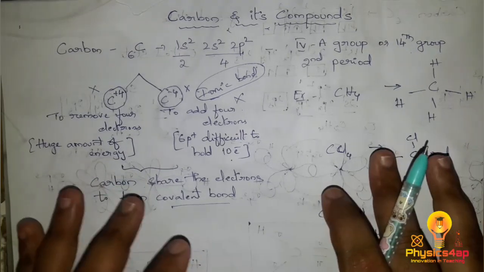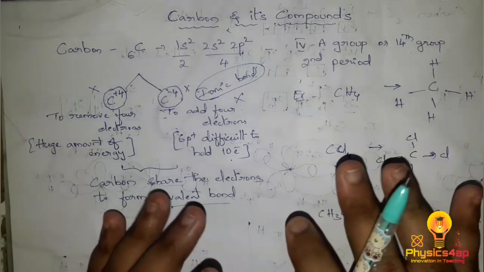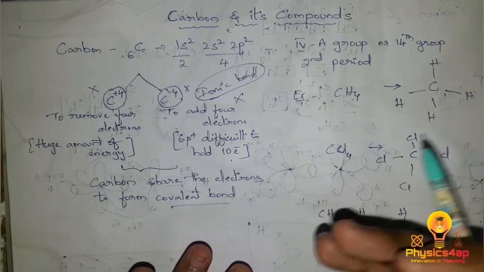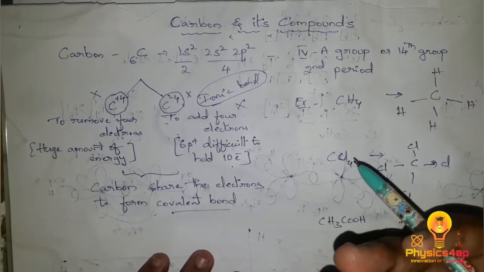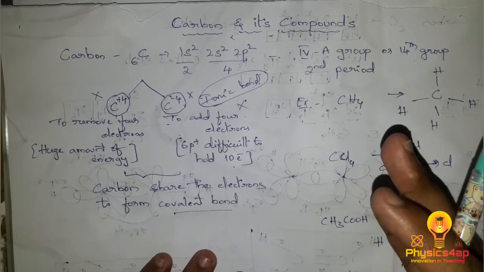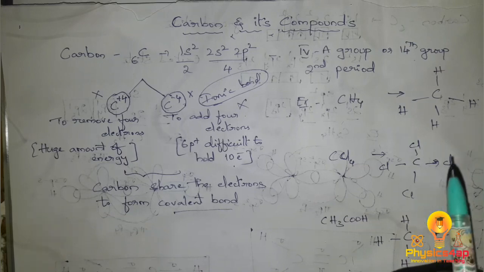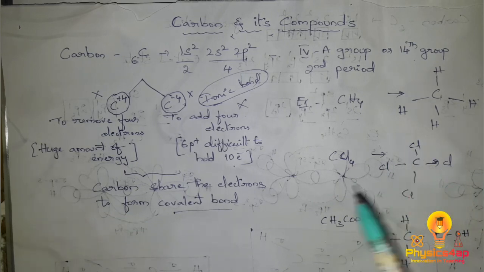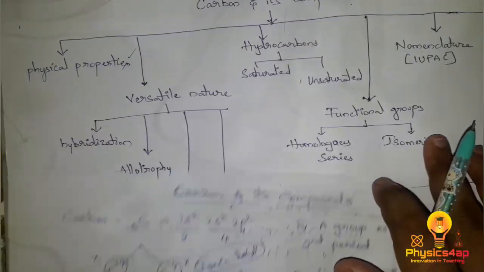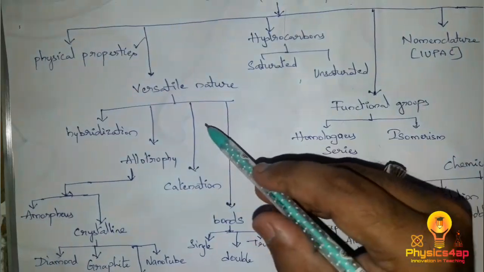And also carbon, based upon a few properties, can conduct electricity and cannot conduct electricity. So based upon a few properties, carbon has the properties of a metal and a non-metal. So we cannot say carbon is simply a non-metal, or that carbon is a metal. Due to some of the properties we can say it's different, as we will be discussing later. So we have discussed the physical properties. Next we are going to the versatile nature.